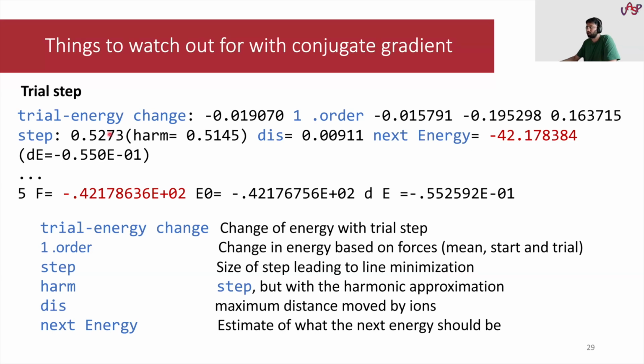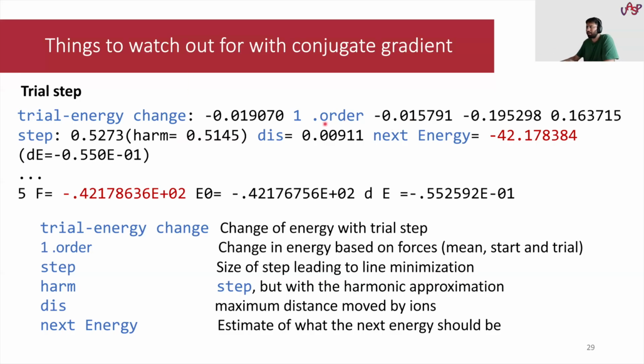So make sure that you check what step is being used. You may also check and verify if this step is close to what's written as this step, the harm step or harmonic. If it's pretty close, this basically means that your potential energy surface is fairly harmonic to begin with. So it's a fairly simple system. It's basically what you can get out of this, or you're very close to the minima.